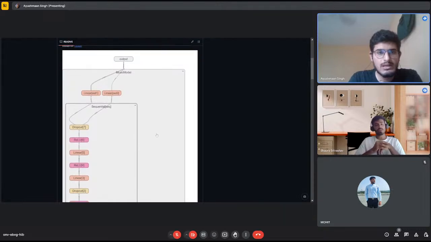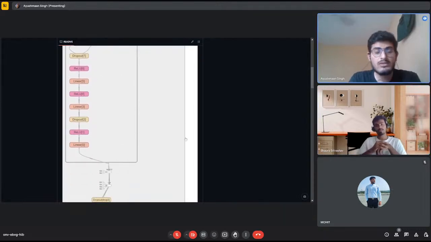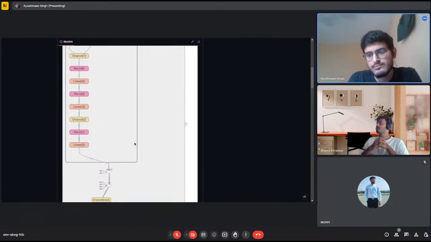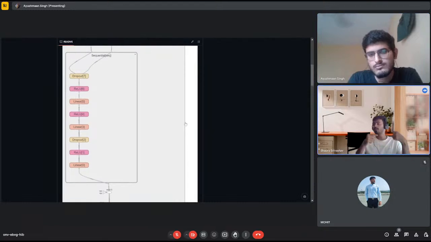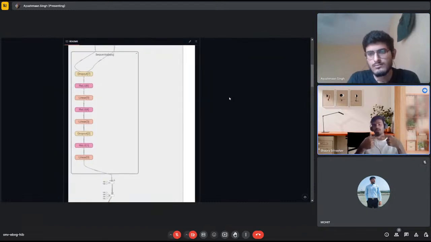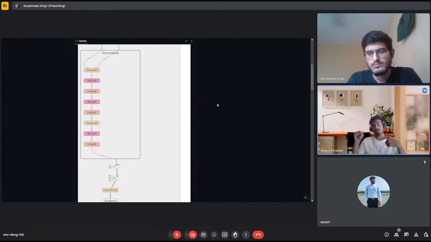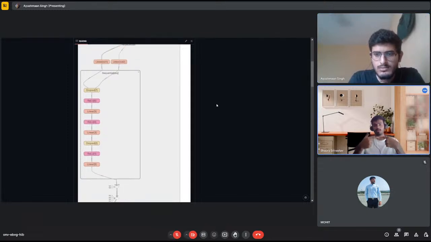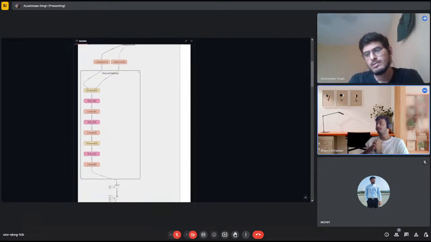Fine. And what kind of loss function are you using here? I used MSE loss, mean squared error. So a sequence will come, and then on top of it your model will predict the next sequence, the next time and the chord, and then you calculate the MSE between it.